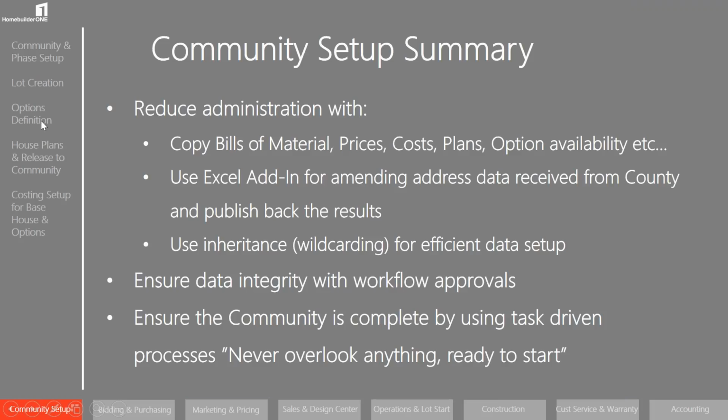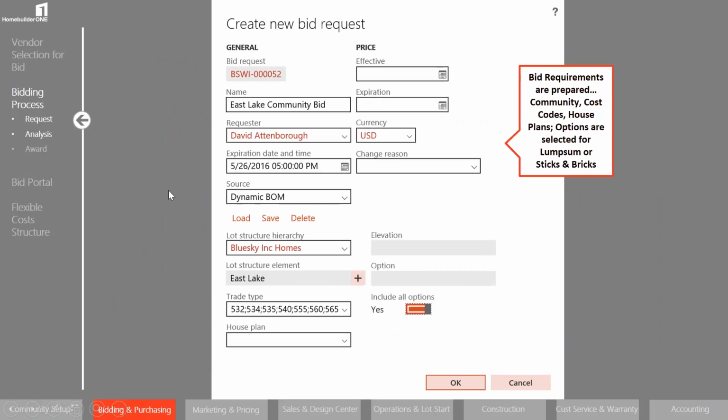We specify what options we want to select for this new community. We select the plans we want to release for the community, and we set up all our costs for the base house and the options, which really takes us to the next piece, which is in the bidding section.